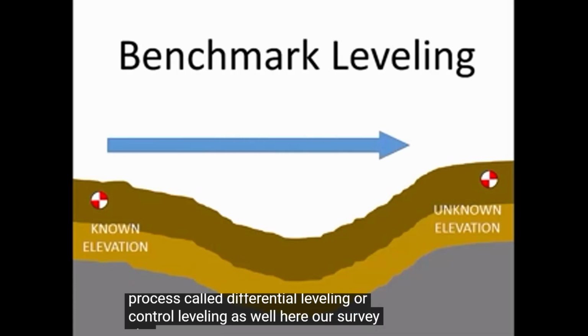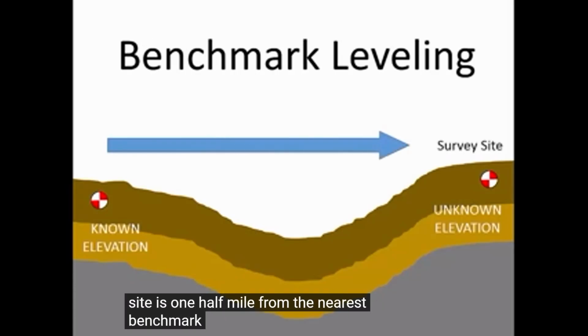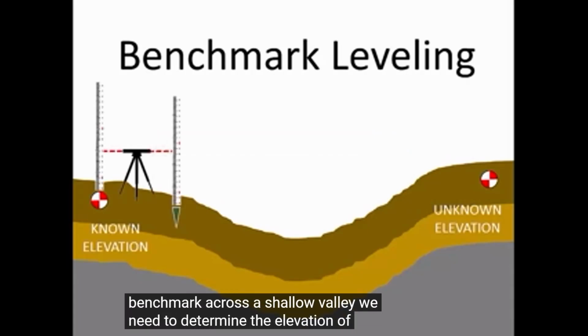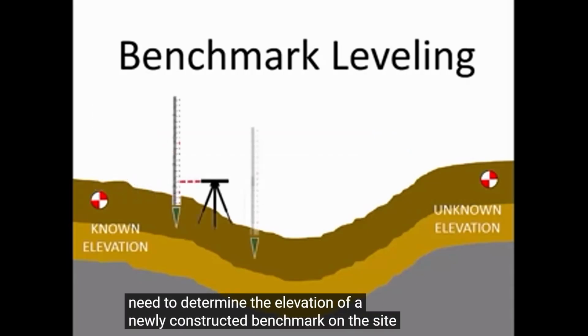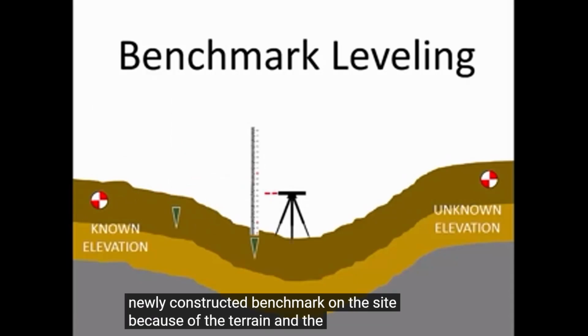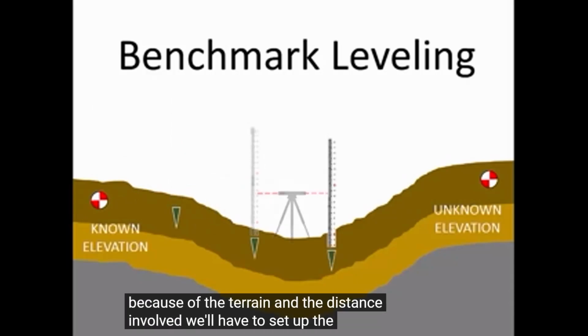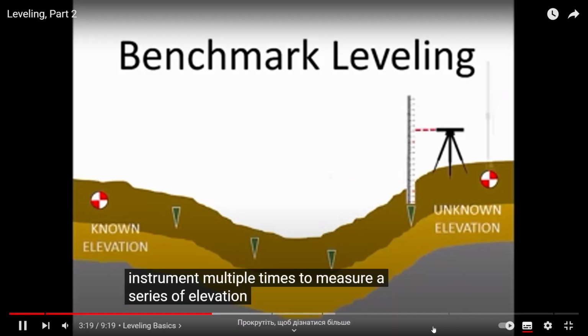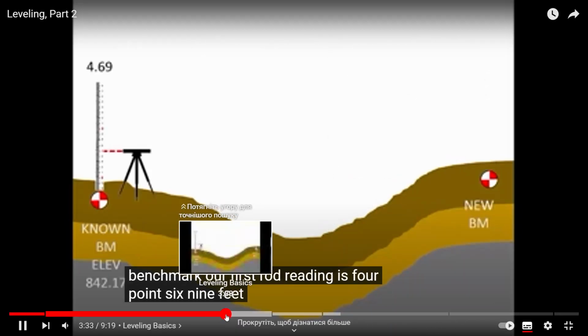Here, our survey site is 1/2 mile from the nearest benchmark. We need to determine the elevation of a newly constructed benchmark on the site. Because of the terrain and the distance involved, in benchmark leveling we start from a point with known elevation to the point of unknown elevation, and measure a series of elevation differences.